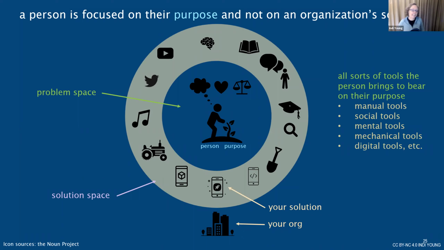What we've got here in the center is a person who has a thought bubble with inner thinking in it, a heart with their emotional reactions in it, and a scale with all their guiding principles that they use to make decisions about the purpose that they're doing. Here, the purpose is growing something.